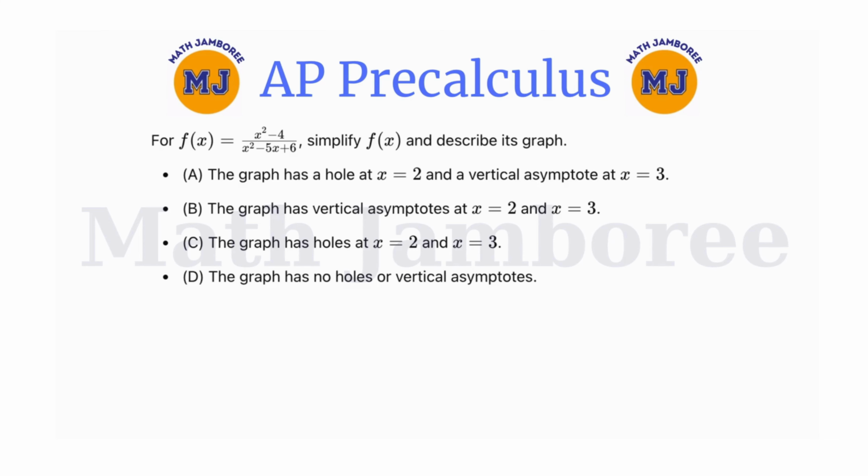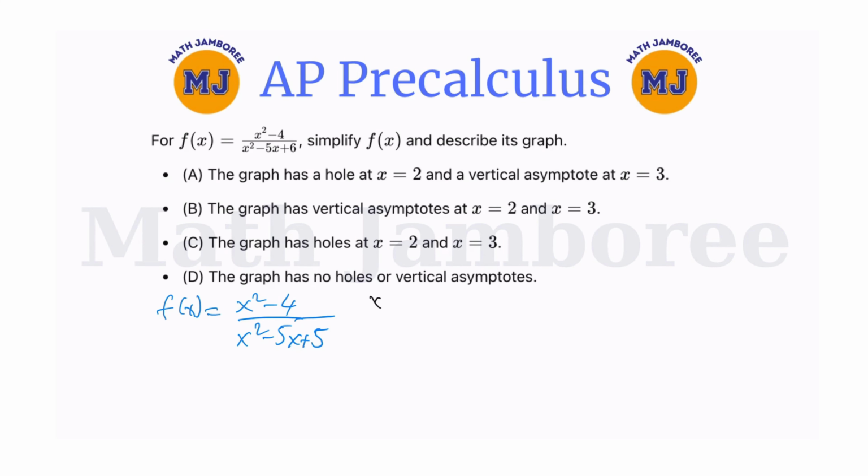If you look at the choices, it's talking about the holes and the vertical asymptotes. So we will need to simplify this expression and look for the holes and vertical asymptotes. x squared minus 4 over x squared minus 5x plus 6. I'm going to study the numerator and denominator separately.